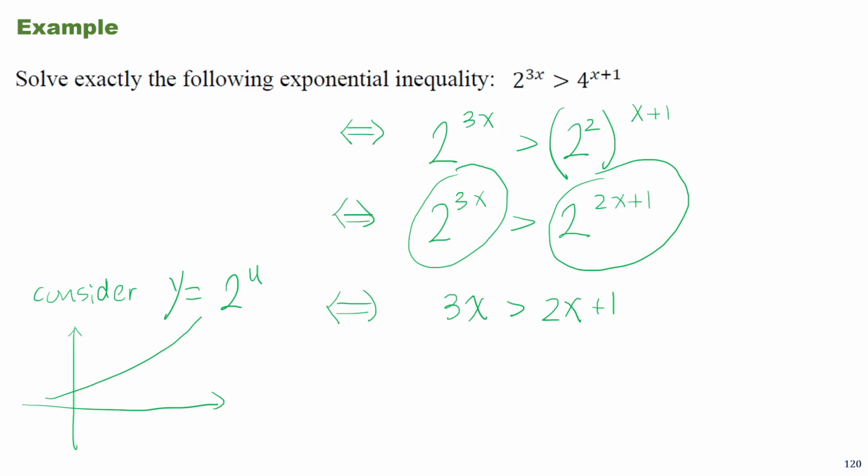So as long as you ensure 3x is greater than 2x plus 1, you can ensure 2 to the power of 3x is greater than 2 to the power of 2x plus 1, and vice versa. It's actually equivalent. And this is equivalent to x is, oh sorry, we have a 2 here. There's a typo, sorry. So that means x must be larger than 2, right?